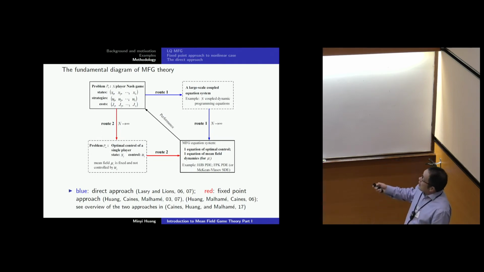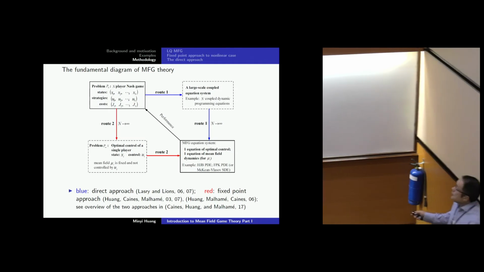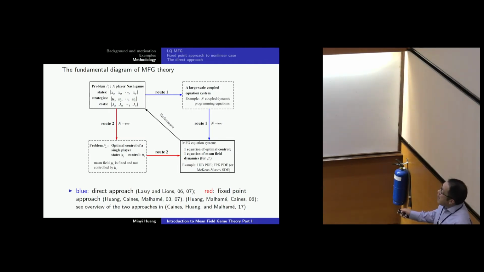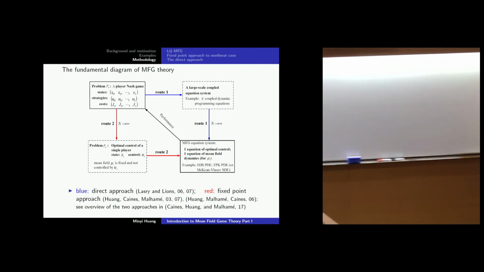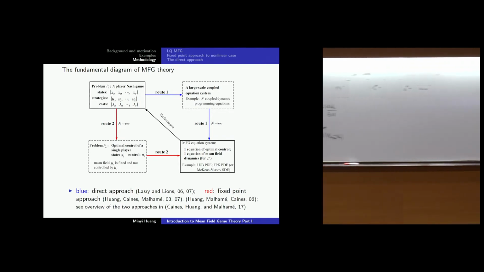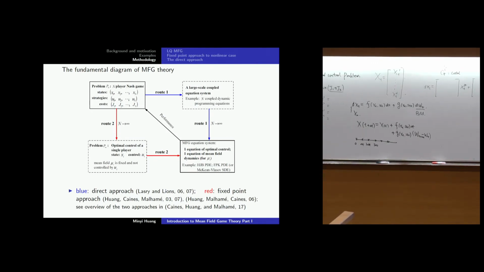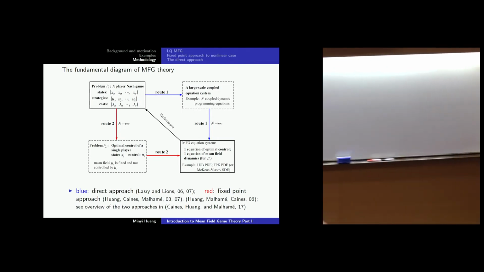Here we have a different approach. It's called the red route. The basic idea is to construct a special optimal control problem of a single player. Here you have its own state, its own control, and also a mean field, mu_t. This mean field is used to approximate the overall effect generated by the population.